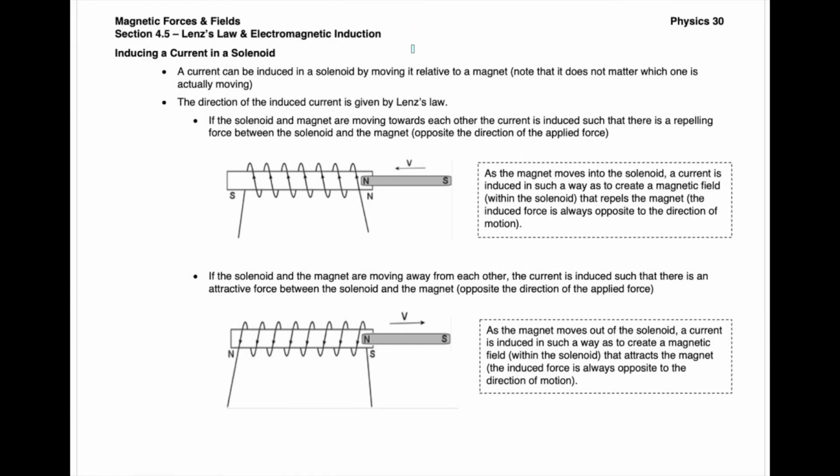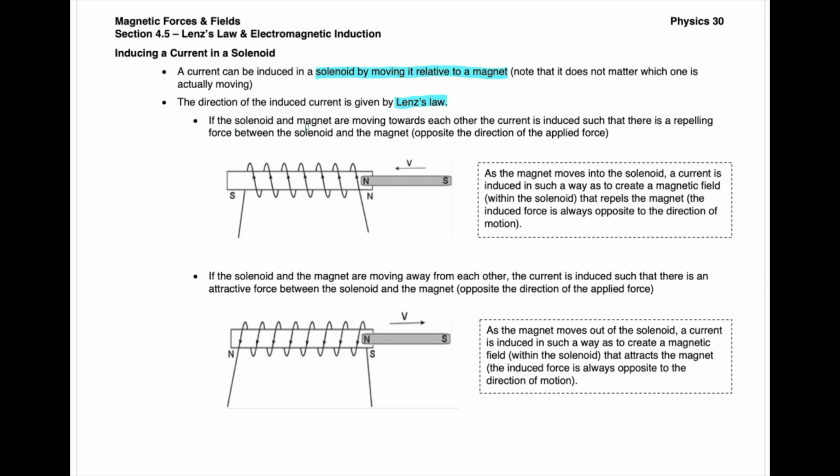Now, the last case we're going to be looking at here is a solenoid. This will still follow Lenz's law for electromagnetic induction, but what we're going to be doing here is just doing that with a solenoid. And so if I take a solenoid and I move it relative to a magnet, I can move the magnet into and out of the solenoid, or I can move the solenoid relative to the magnet, or I can move both. In either case, I'm going to induce a current in that solenoid. And that direction of the current will again be given by Lenz's law, which tells me I need to have an opposing force.